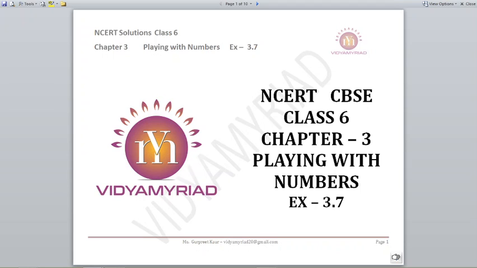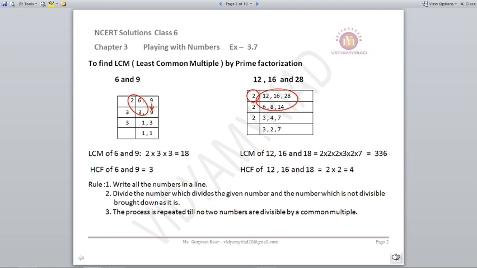This video is made for class 6 on chapter number 3, Playing with Numbers, and today we have reached the last exercise, 3.7, and in this we will understand how we are going to find out the LCM. Now to understand this, let us begin.